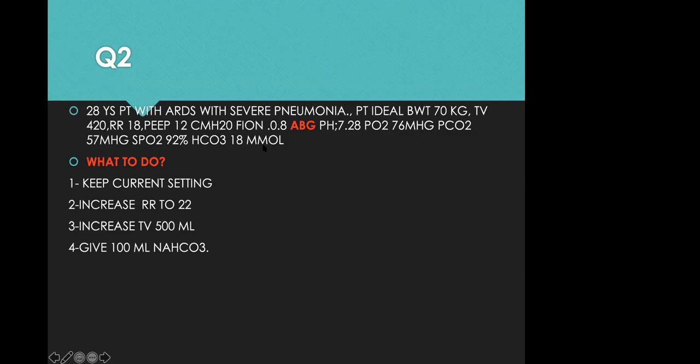So what to do now? Are you going to keep the same settings, or would you like to increase the respiratory rate to, for example, 22, or increase the tidal volume, or just give 100 mL of sodium bicarb? Can you write it in the chat room? Any more answers?